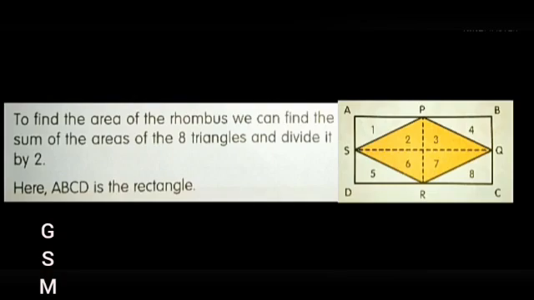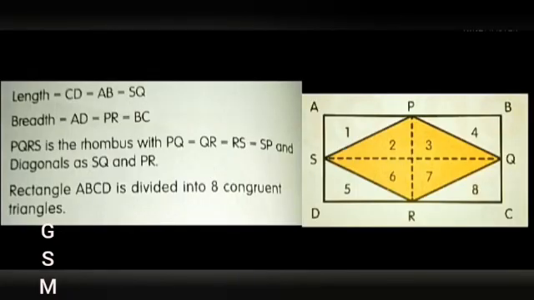To find the area of the rhombus, we can find the sum of the areas of the 8 triangles and divide it by 2. Here, ABCD is the rectangle. Length CD = AB = SQ and breadth AD = PR = BC. PQRS is the rhombus with PQ = QR = RS = SP, and diagonals are SQ and PR. Rectangle ABCD is divided into 8 congruent triangles.